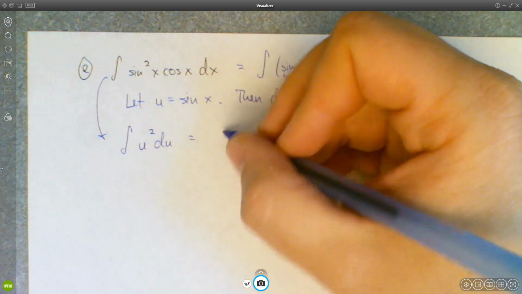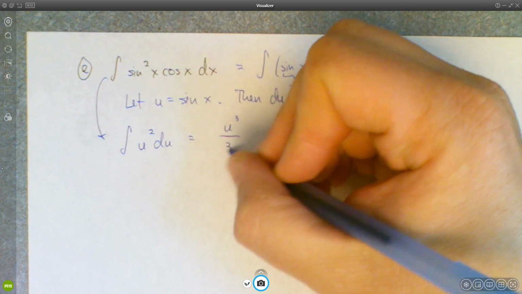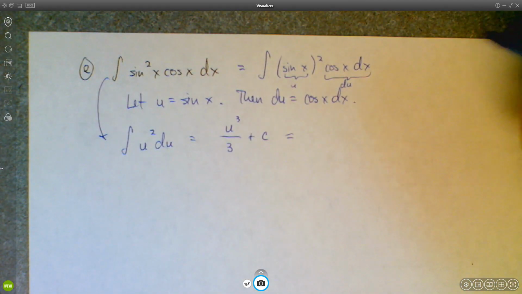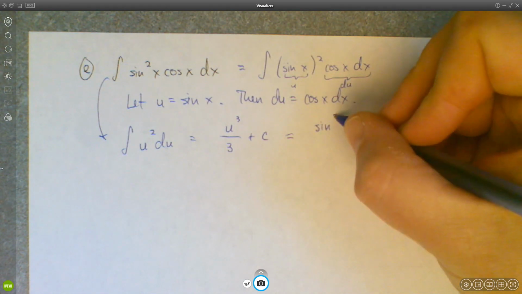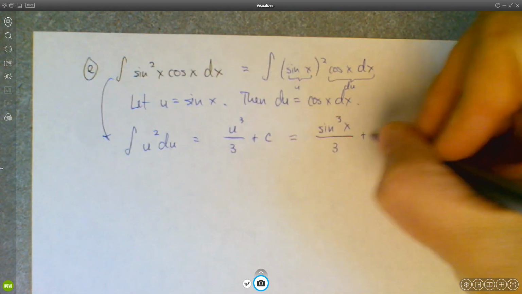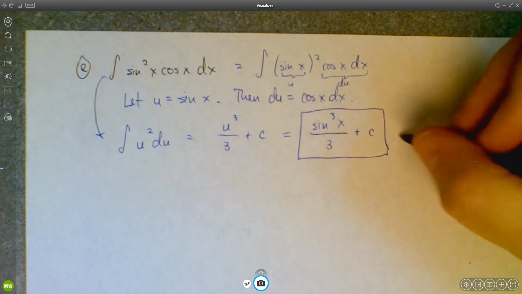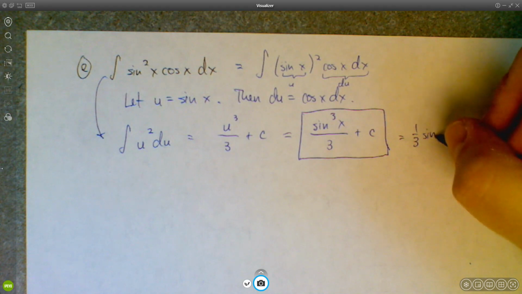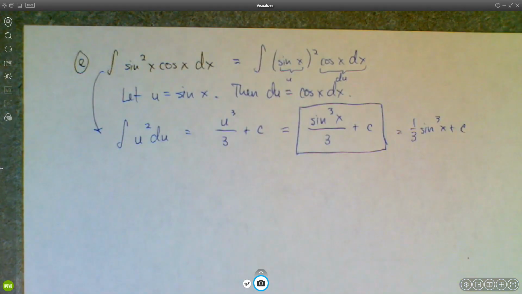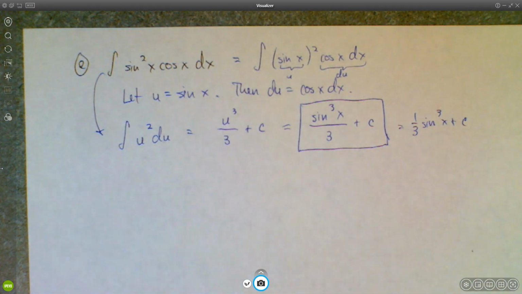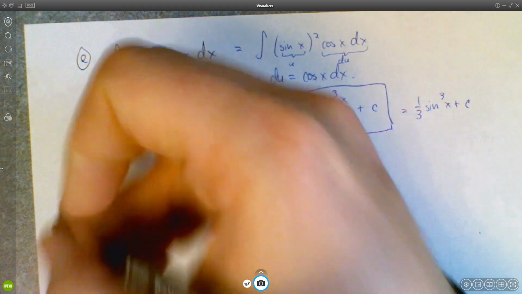So this becomes u cubed over 3 plus c. Or that would be sine cubed x over 3 plus c. Or you could call it 1/3 sine cubed x, whatever you like. But anyway, you could check that one and make sure it works out when you differentiate. But it should work out beautifully, right? In fact, it does. Okay, so there's that one. Here's another one.